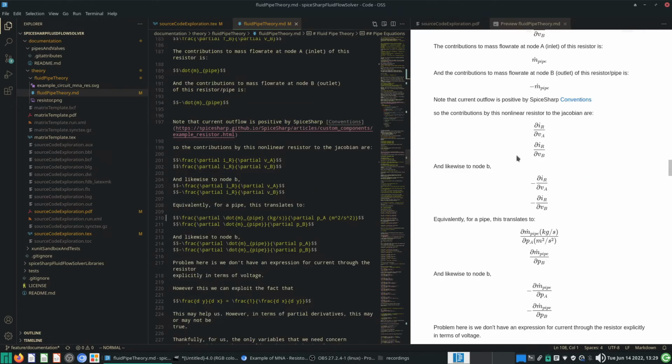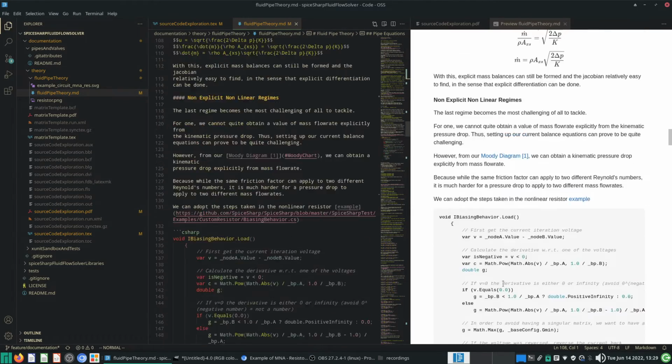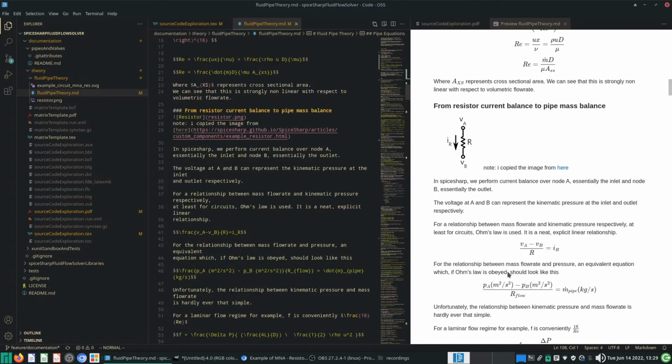Yeah, so we need to get the dynamic pressure. If you want to do a direct derivative, we need to make mass flow rate the subject of the equation in terms of delta P. Of course, when we look at this, it is not possible.